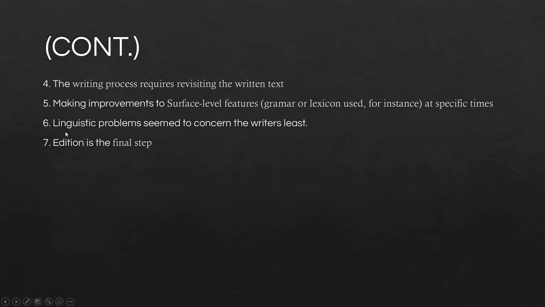In number 6, linguistic problems seemed to concern the writers least. The better writers used strategies such as leaving a blank or writing down a word in their own language in order not to be distracted as they developed ideas. And finally, edition is the final step. Once ideas had been written down and developed, the writers began to edit for surface level features. As I said before, in number 5, grammar and lexicon was checked at the end of the process. Not only grammar, but also word choice, spelling, and punctuation.